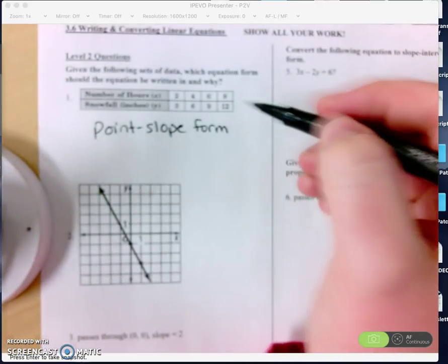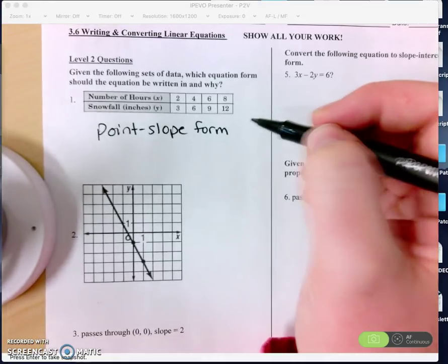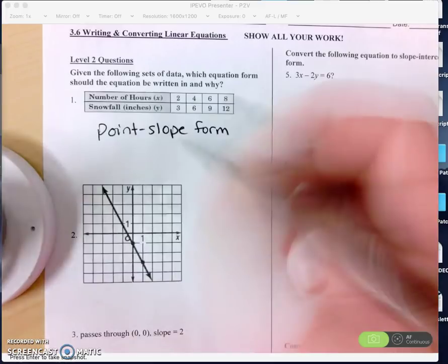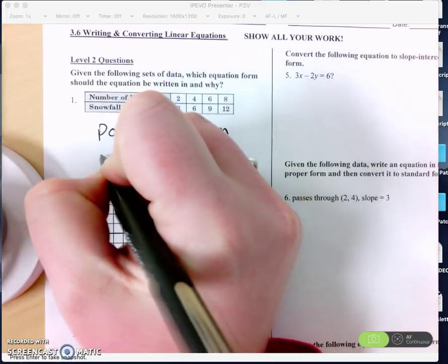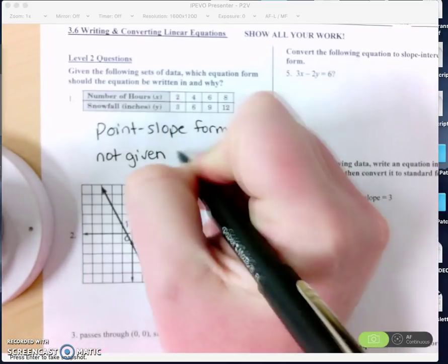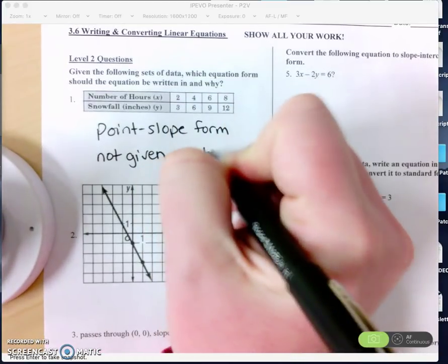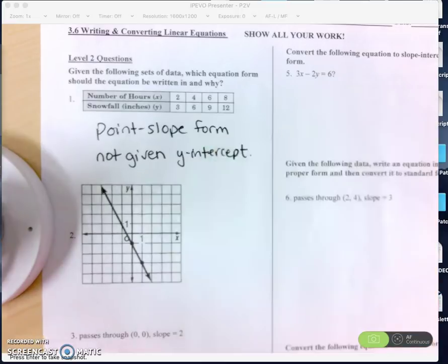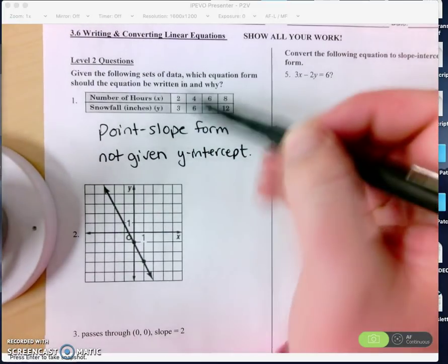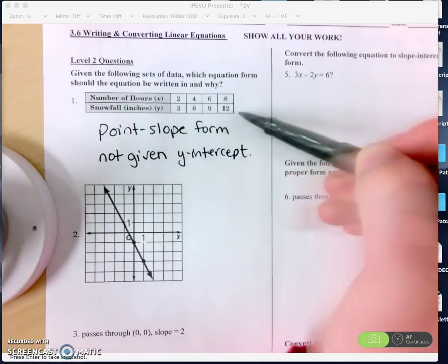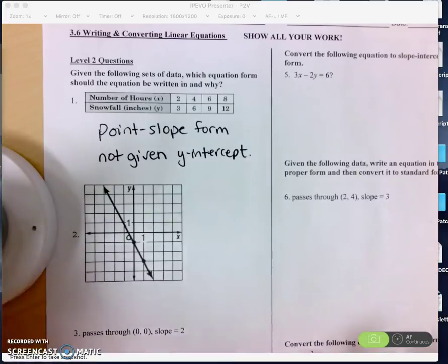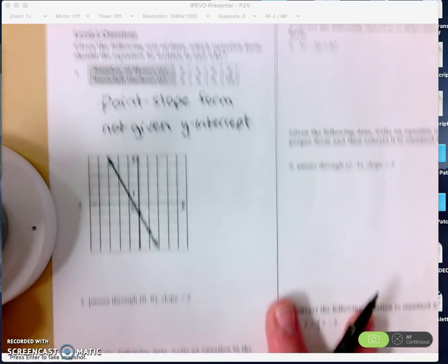You wouldn't use slope intercept form because you're not given 0 for x, or you're not given the y-intercept. So you would write not given y-intercept. If you were to say that you can choose any one of these points and find the slope from the table, that would be correct, as long as you explain why.